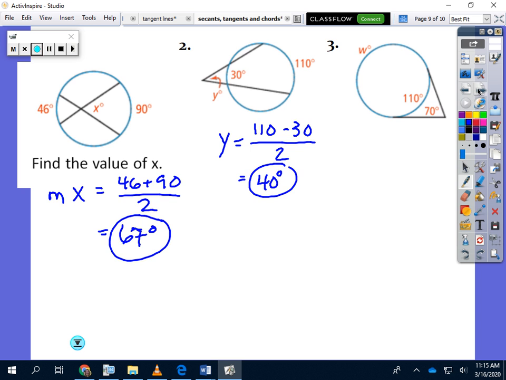Okay, so let's see if we got any practice problems left. Just one. We've got two tangents. So this two tangents looks like, why don't you pause the video, try the problem, and then come back.